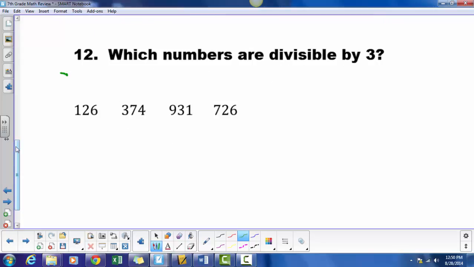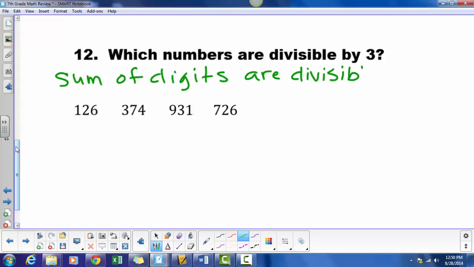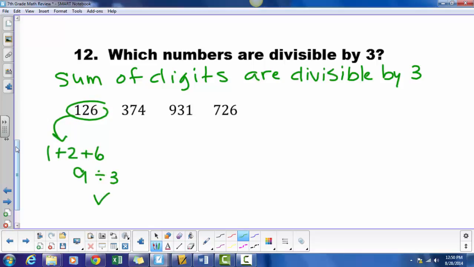Which numbers are divisible by 3? Well, numbers that are divisible by 3, the sum of the digits are divisible by 3. That's what that means. So let's look at that. Let's see, the sum of the digits. So if I take this number, that's the same thing as 1 plus 2 plus 6, which equals 9, and 9 is divisible by 3, so the number 126 is divisible by 3. Okay? So we'll just give that a smiley face, that's divisible by 3.